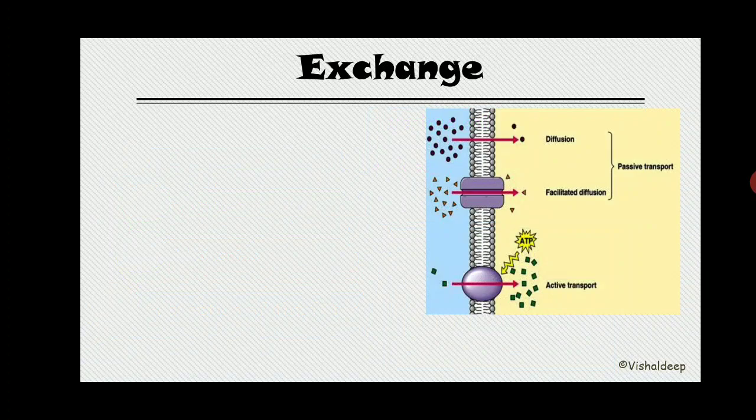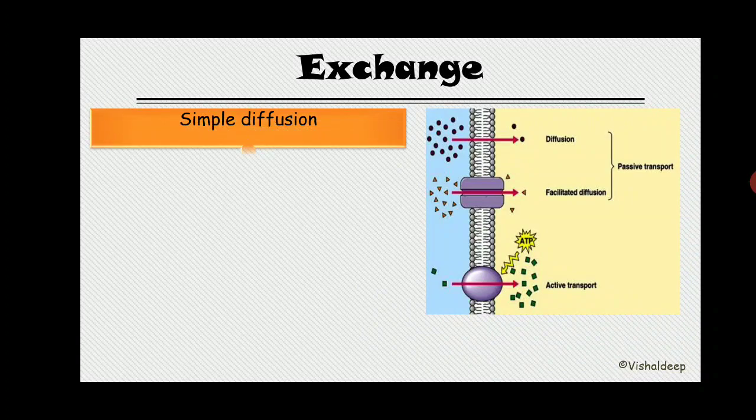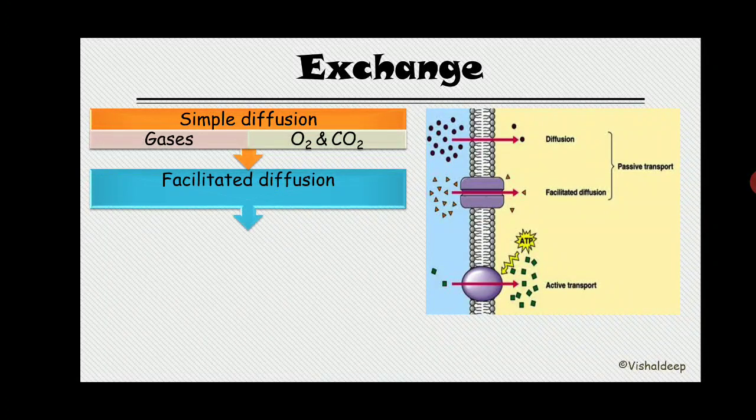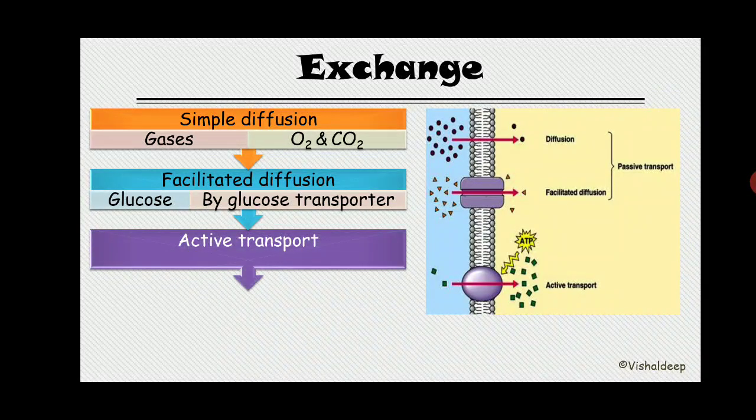All types of exchange are utilized by the placenta. First, the simple one is simple diffusion. As far as simple diffusion is concerned, gases, basically carbon dioxide and oxygen, will be transported via simple diffusion. Facilitated diffusion: basically glucose, via the glucose transporter, will be diffused by the facilitated route of diffusion. Then active transport: basically the raw material of muscle, amino acids, will eventually enter inside the fetus by secondary active transport. It will cross the placenta by a secondary active transport mechanism.